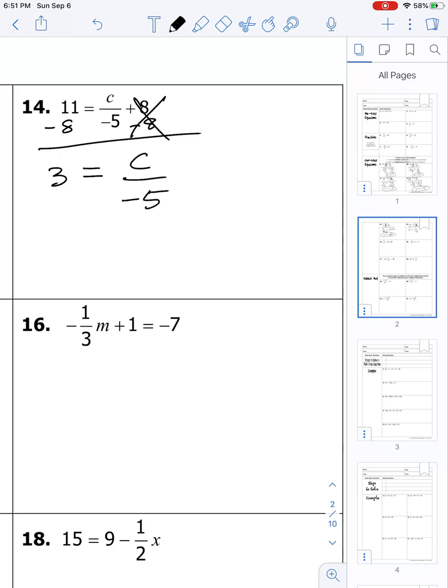And now this is what we have. To get rid of the negative 5 on the bottom, I'm going to multiply by negative 5. Oops, not negative 15, negative 5, sorry. So that cancels that out on the bottom. And what we have is 3 times negative 5 is negative 15 equals C. And that would be our answer.